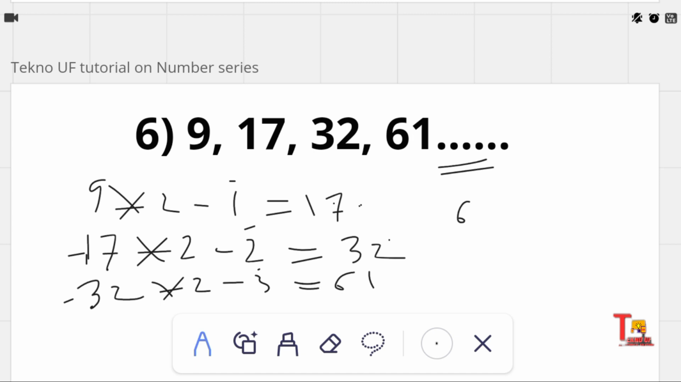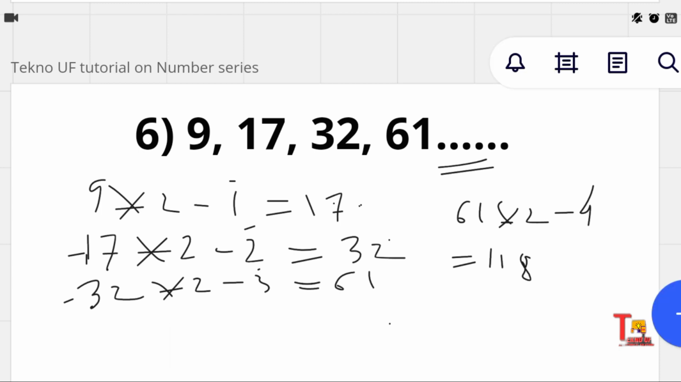So the number 61 should be multiplied with 2 and should be subtracted by 4. So what will we get? 61 into 2 is equal to 122 and minus 4 is equal to 118. So I hope you have already solved this problem, right? Okay, let's move to the next problem.